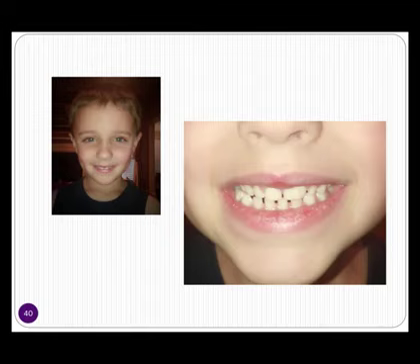I couldn't believe it. It was the first time I'd seen a geminated tooth in a patient, and I have seen that since then. But of course, if it's going to happen, it's going to happen to your own kids. So my daughter is missing a tooth, and my son has a geminated tooth. Go figure.